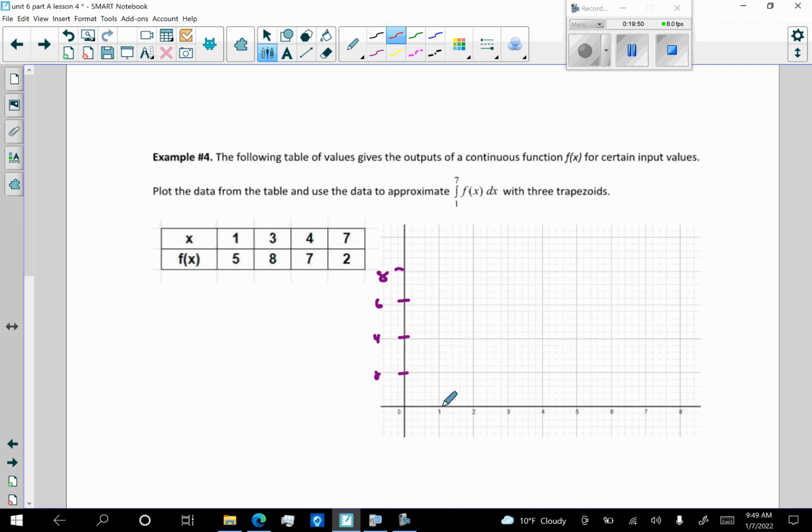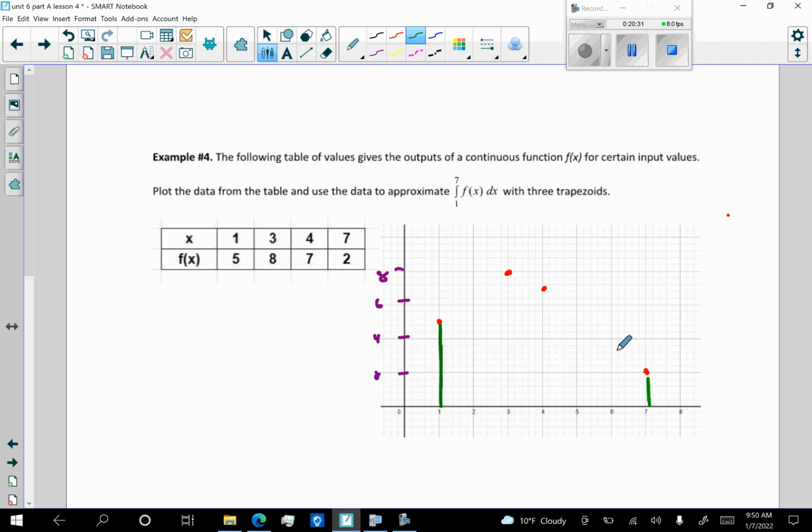I'm at 1, 5, so 1, 5 is going to be about right there. 3, 8 will be up here. I have 4, 7, which is going to be there, and I have 7, 2. So this is a continuous function. We really don't know what the function looks like. All I know are these data points. And I'm going to approximate that with 3 trapezoids. So I need to partition this in 3 partitions from 1 to 7. I'm not going to sketch the function.